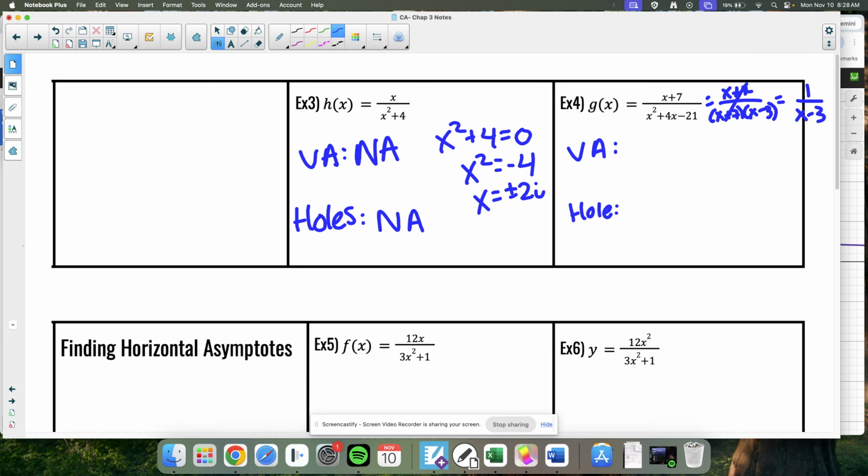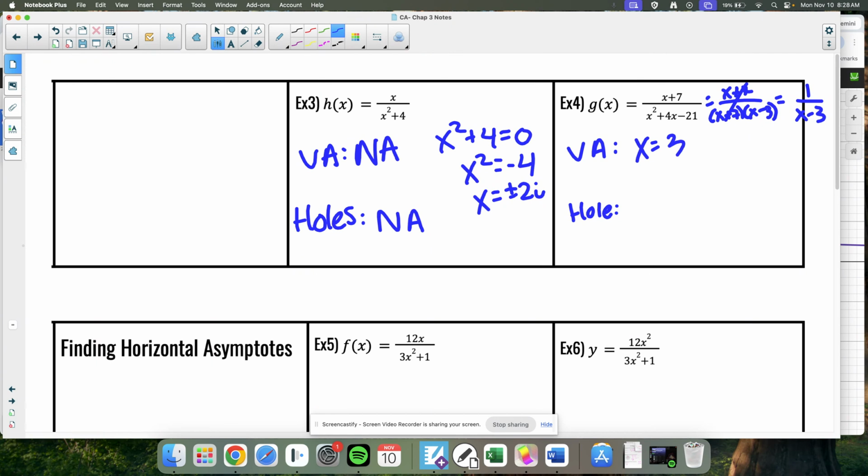Vertical asymptotes are called non-removable discontinuities because you can't cancel them. It's what's left over after you've done your canceling. So vertical asymptotes, non-removable, no matter what, they're always going to be there. Where is this one's vertical asymptote at? 3.